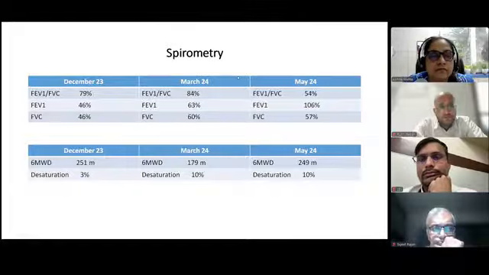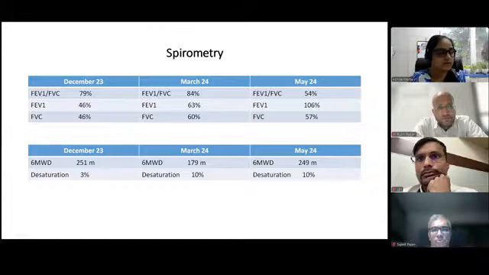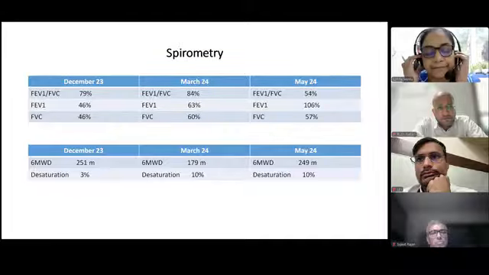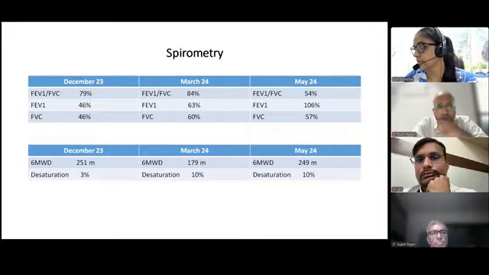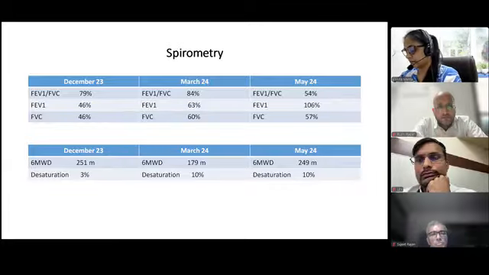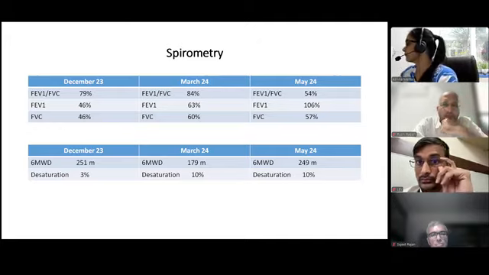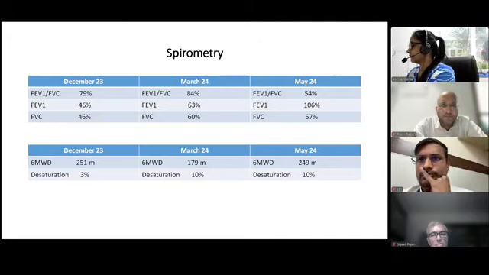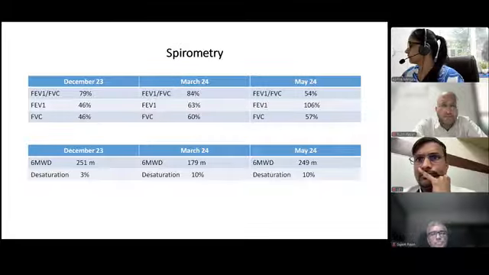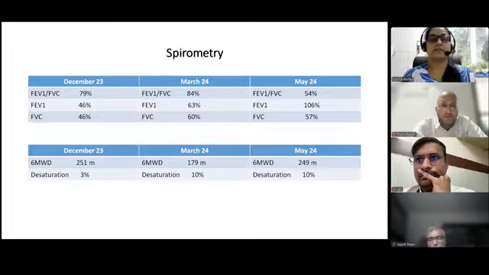This is from December 23 to May 24. That is just about 6 months of immunosuppressive therapy, where she was receiving steroid along with MMF. At baseline, she had a restrictive anomaly with FEV1 and FVC of 46% both. 3 months later, FEV1 improved to 84. FVC again improved to 63%.